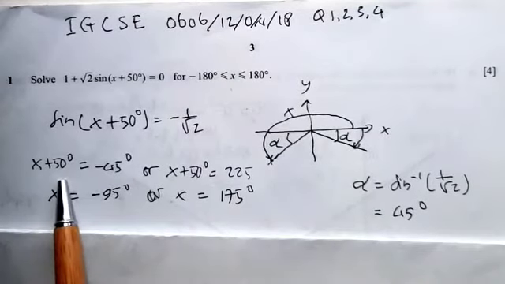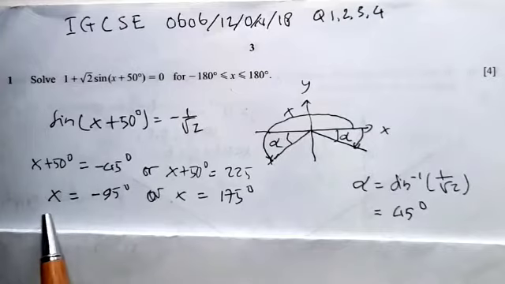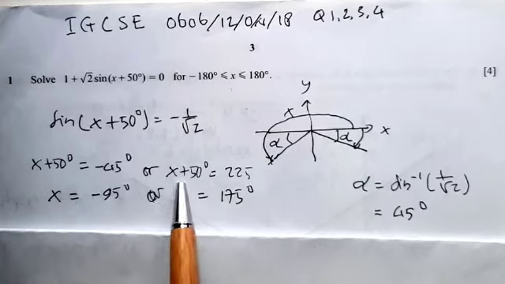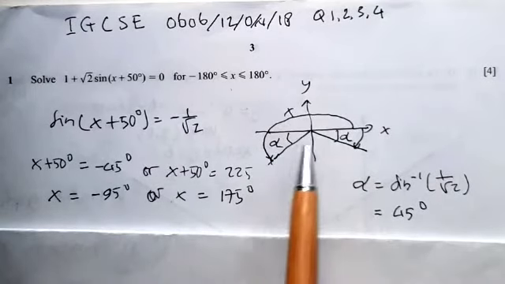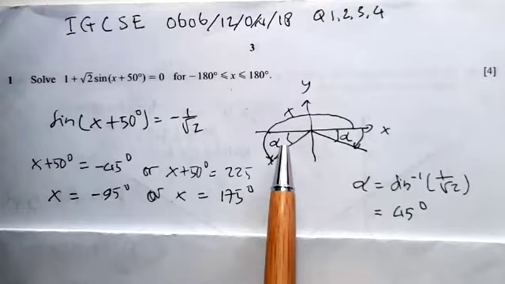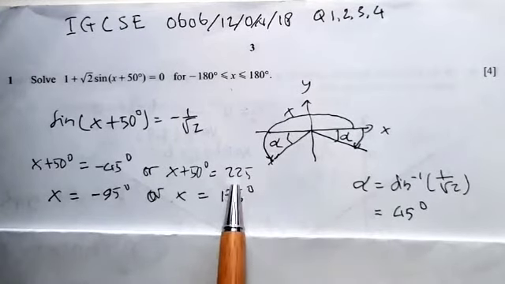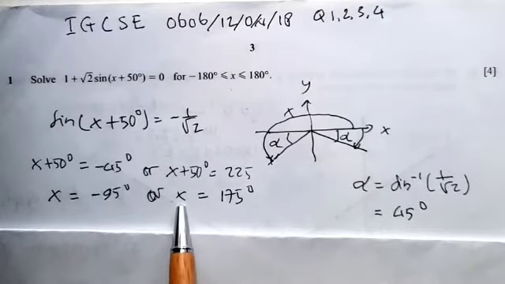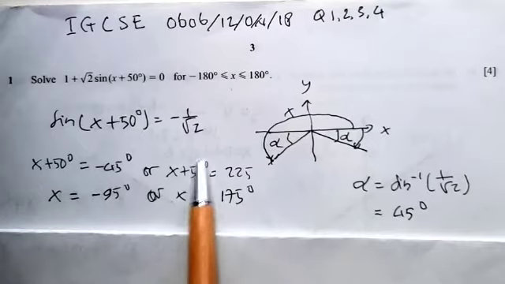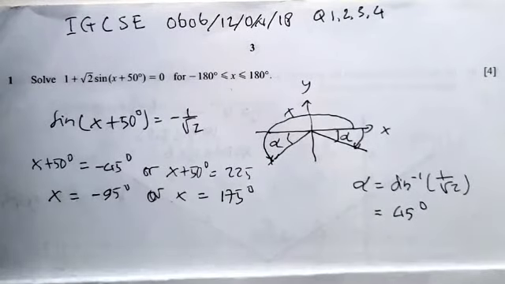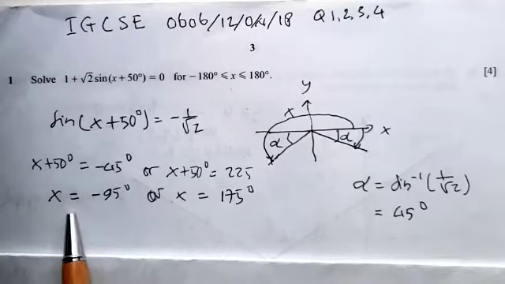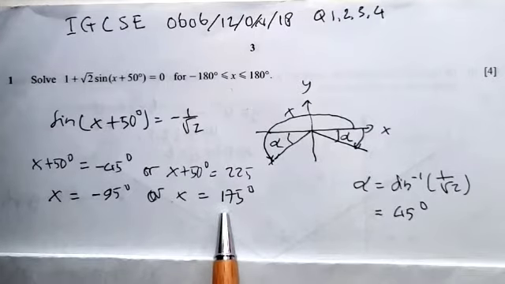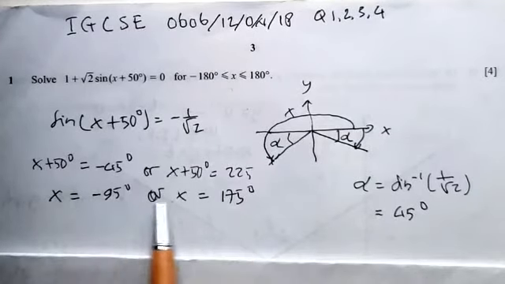Thus x plus 50 degrees equals minus 45 degrees, or x is minus 45 minus 50, which is minus 95 degrees. Or the second x is 180 plus the basic angle, that is 180 plus 45, that is 225. Thus x plus 50 degrees equals 225. Thus x is this one minus 50, that is 175 degrees. Thus there are two values of x for this question, that is minus 95 degrees and 175 degrees. That is the answer for this question.